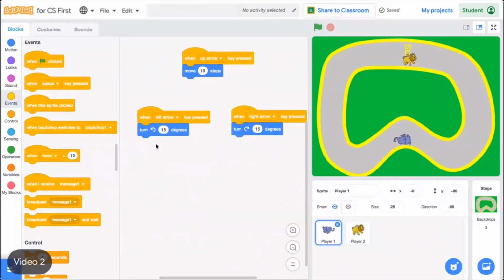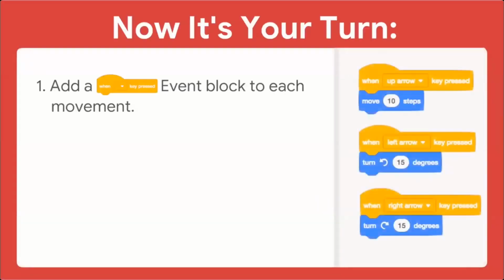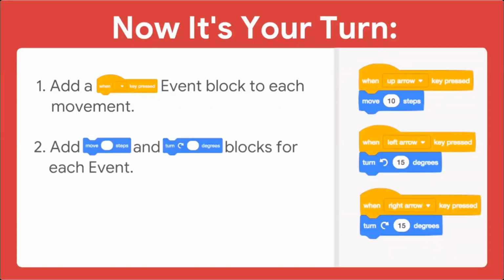Just go back to the code and try adding different events until it moves the way you want it. Remember, an important part of computer science is sticking with the problems and trying different solutions until you find the right one. Perfect. Now it's your turn. Program the player one sprite using a key press event for up, left, and right arrow keys. Then add a movement block for each event.